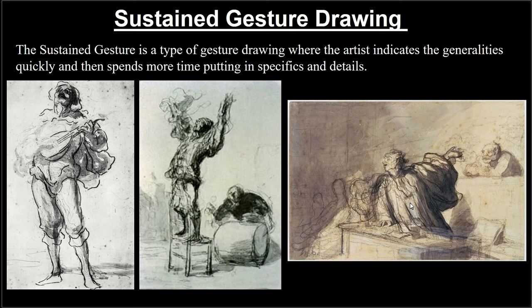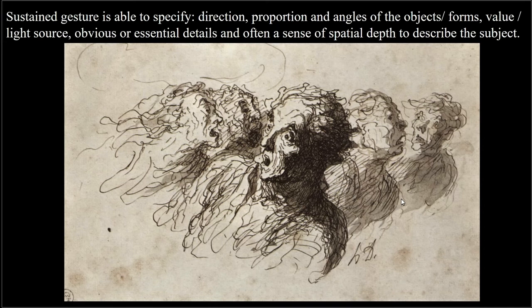and then you spend a little bit more time putting in some of the specifics and the detail. So you have a lot more of these committed lines. You might have value rendering, shadow, cast shadows, details, facial features, things like that in your image. You might also put in spatial depth. So sustained gesture is able to specify direction, proportion, angles of the objects, forms, value, light source, any essential details, a sense of spatial depth to describe the subject.